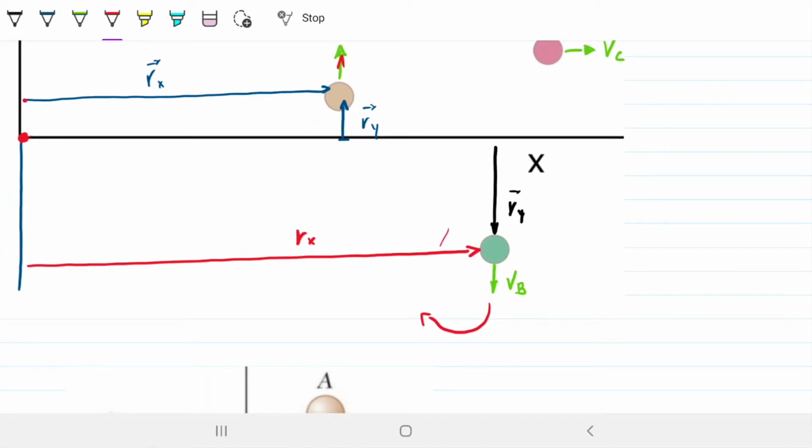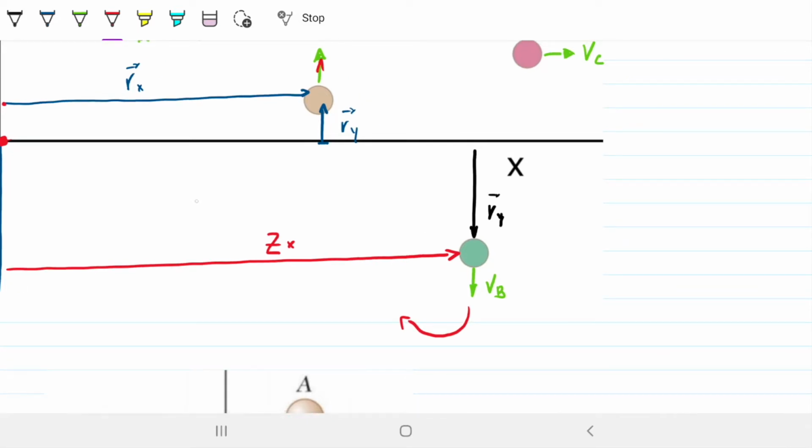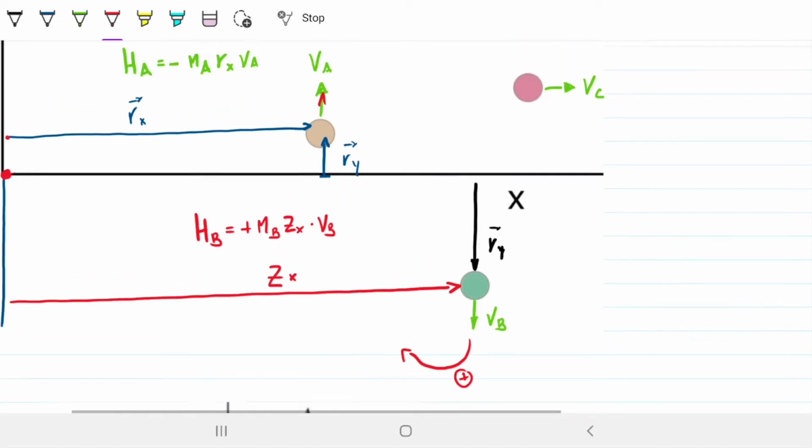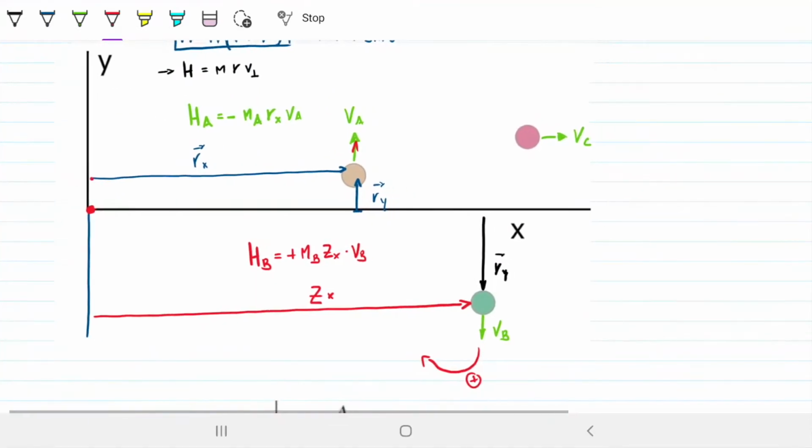and therefore, if I want to write it down, let's call this differently so that it's not the same name as we used for A. Let's call this Z. Okay, and then if I want to write down the angular momentum here, this is positive because it's clockwise, positive momentum. The mass of B times my Zx times my velocity B.